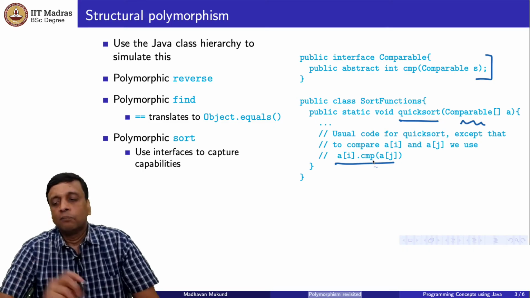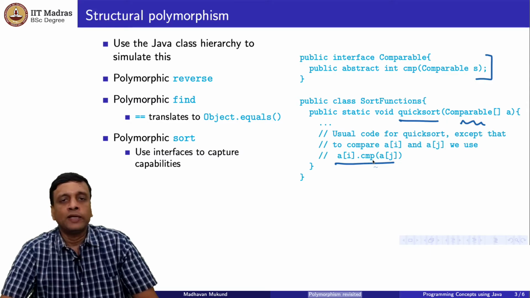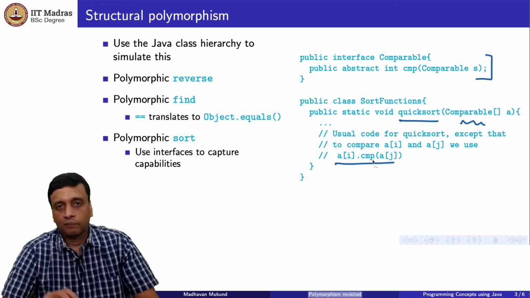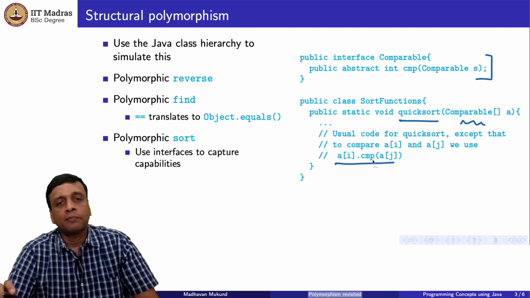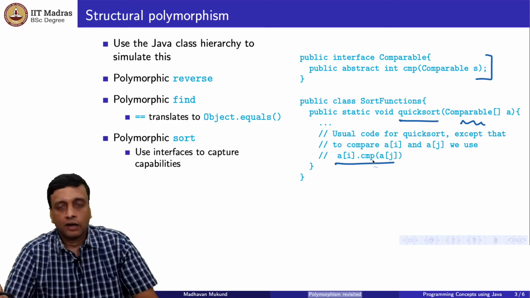Right? So this is more in line with really what we mean by structural polymorphism. We are actually exposing a capability of the object through some limited kind of window, and we are ensuring that any object which has that capability is sortable.